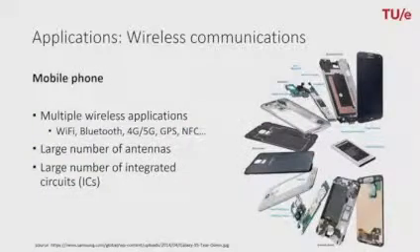Of course, next to base stations in wireless communication, we have the users, and of course the mobile phone. The smartphone is the most used mobile application. In a smartphone, if you would open it up, you see many examples of wireless systems, wireless applications, ranging from Wi-Fi, Bluetooth, 4G, 5G, GPS, NFC, etc. And all these systems require electronics, antennas, interconnect, etc.